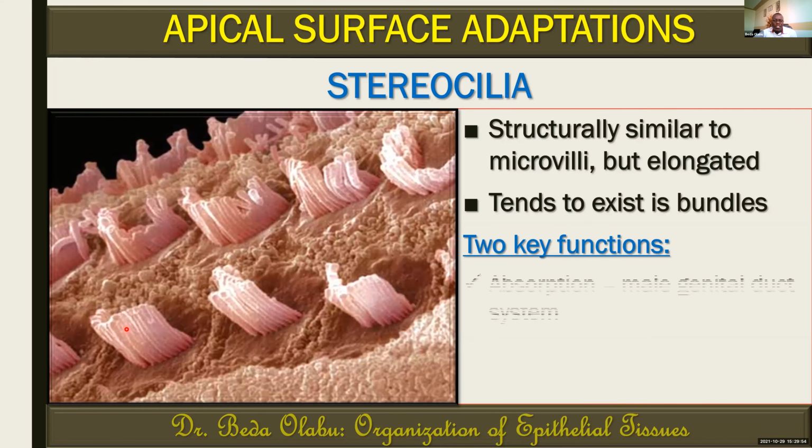Two key functions for stereocilia. One is absorption, just like microvilli. And that's the role they play within the male reproductive tract, the epididymis and the vas deferens.